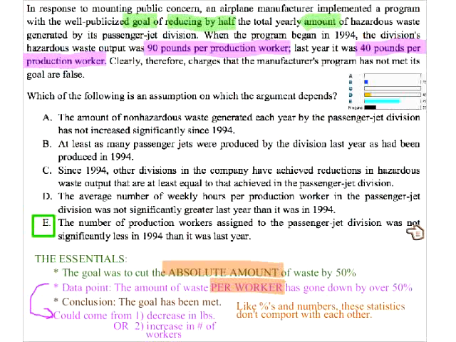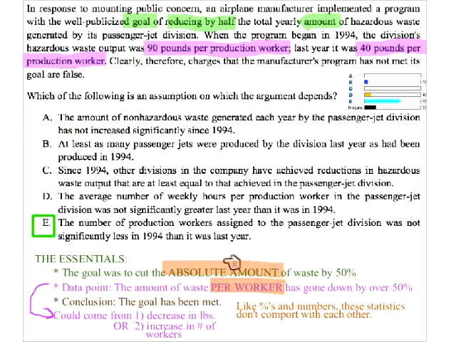A couple people are asking about choice B. Choice B is irrelevant because we don't care how many jets are produced. That doesn't factor into the statistics. The statistics are just pounds of waste total versus pounds per worker. So the number of jets is not a relevant statistic here.